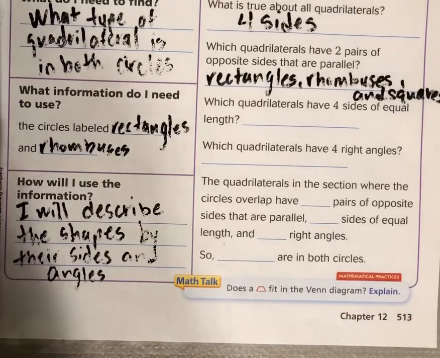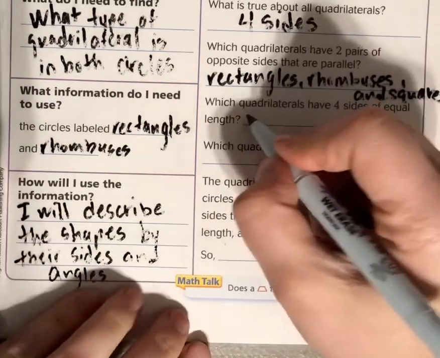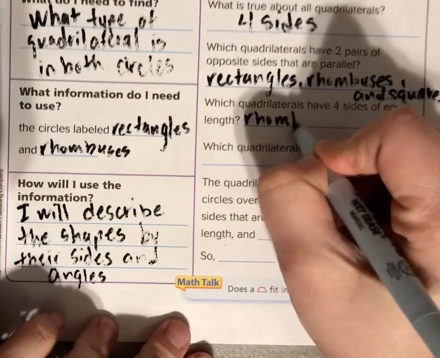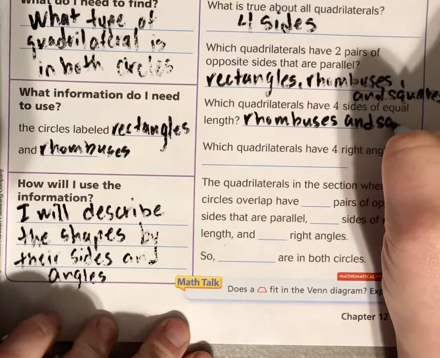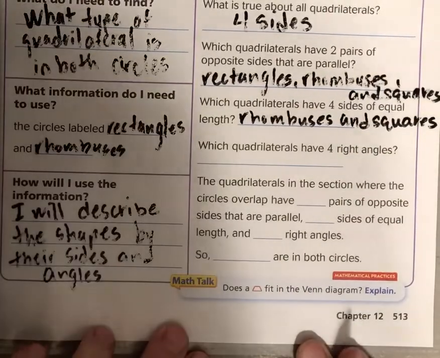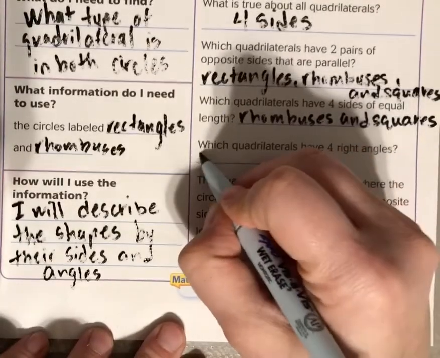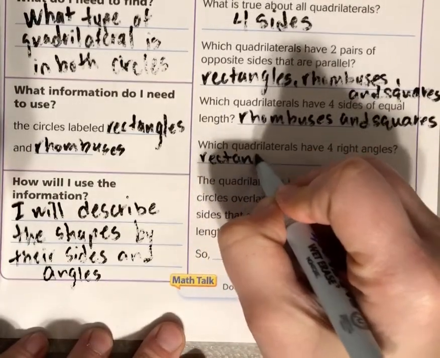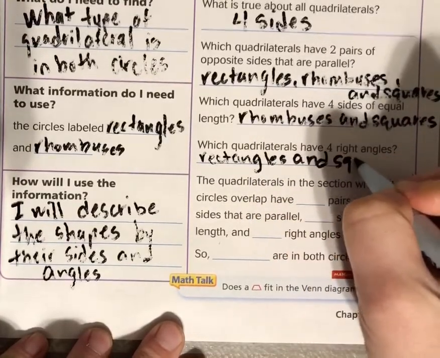Which quadrilaterals have four sides of equal length? Rhombuses and squares. Which quadrilaterals have four right angles? Rectangles and squares.